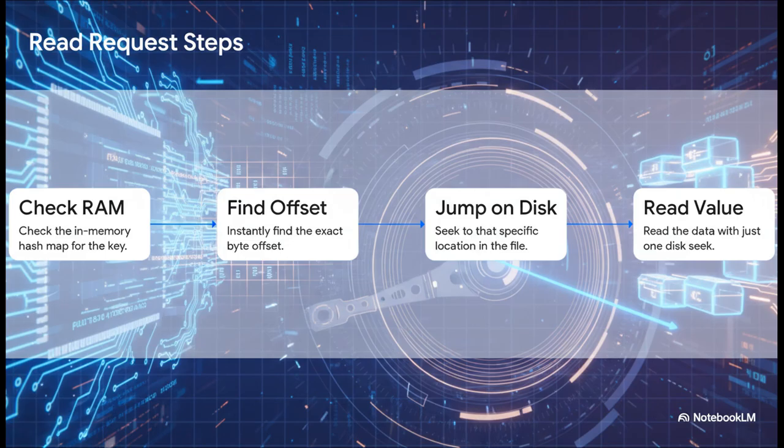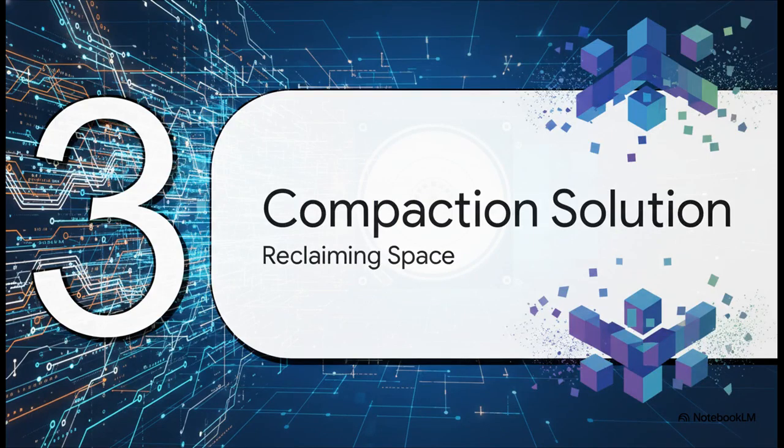Step 1, the database checks its blazing fast RAM for the requested key. Step 2, boom, it instantly finds the byte offset. Step 3, it tells the hard drive to jump to that one exact specific spot in the file. And step 4, it reads the value. That's it, just one single disk seek. And honestly, if the data's already hanging out in the file system cache, it doesn't even need to touch the physical disk at all. But there's a catch, which brings us to Section 3, the compaction solution.